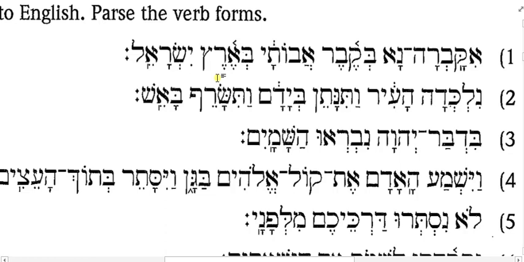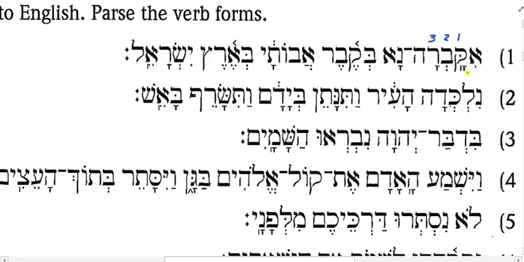I have ekavera. Do you see 3 root letters here? Possible root letters? Yeah, qvr. What does qvr mean in the qal? To bury, which I could have a direct object for that, right? He buried his cat. A dead cat. If you like cats, I'm sorry.